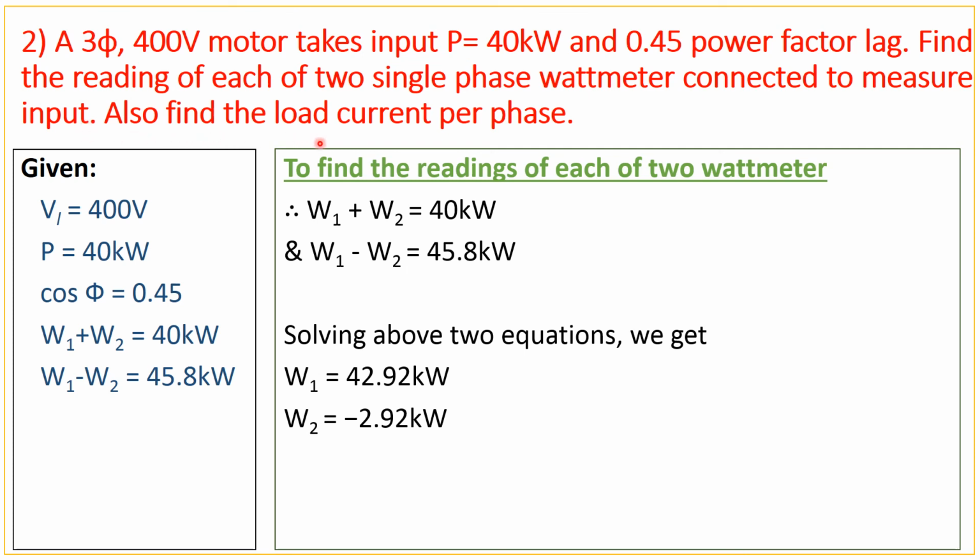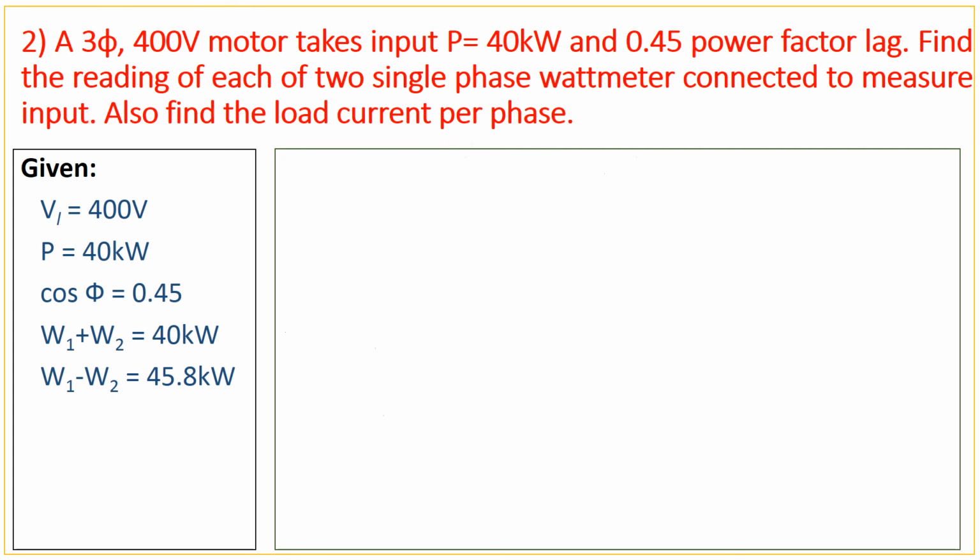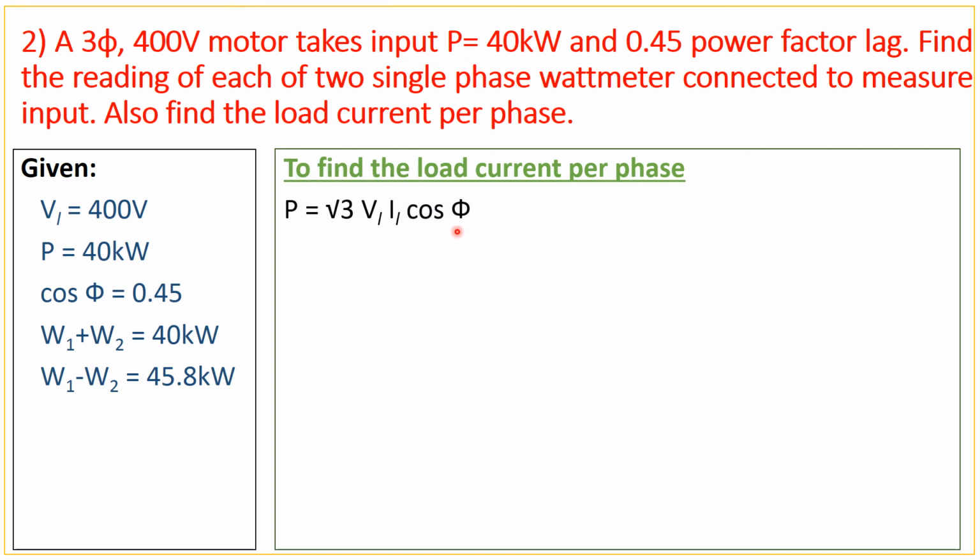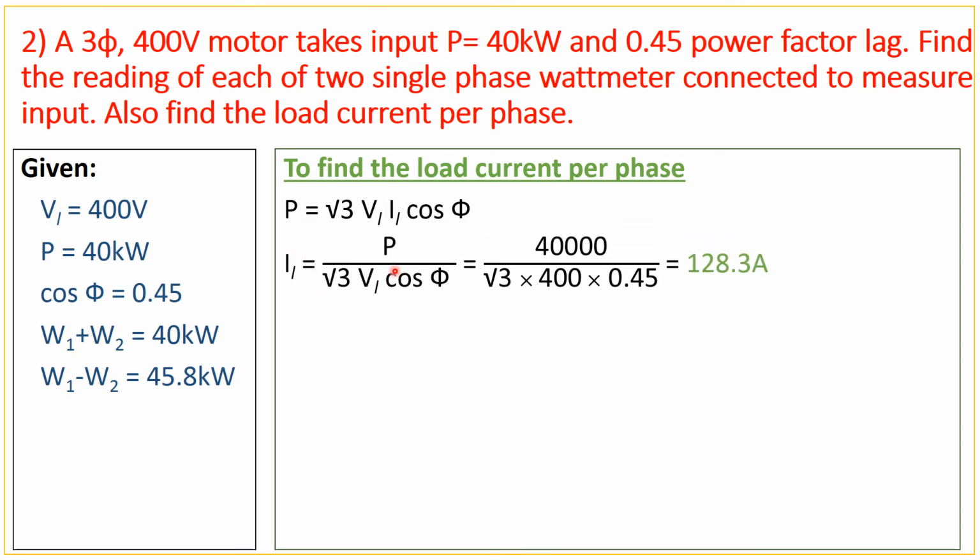Next is to find the load current per phase. So to find the load current per phase, I have P, I have VL, I have cos phi. So what is the relation with line parameters and power? P is equal to root 3 VL IL cos phi. Therefore I can find IL here. So IL is equal to P by root 3 VL cos phi. So P is equal to 40,000, VL is 400 and cos phi is 0.45. Once you substitute in calculator, you get IL as 128.3 amperes.